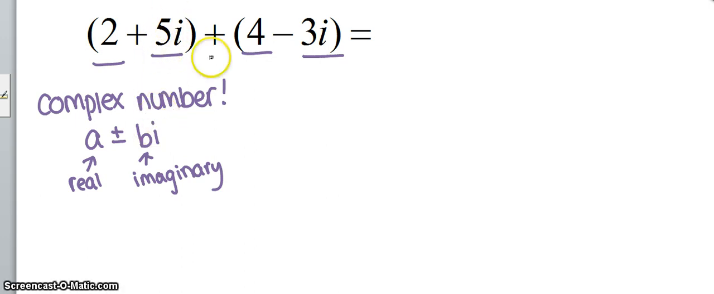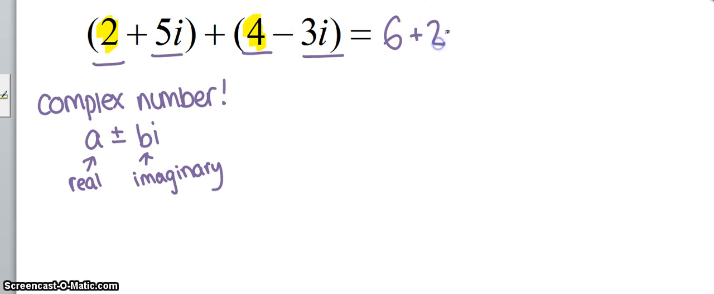So 5 tells me how many i's I have. The good news is when you're adding complex numbers, it's very similar to just adding numbers in general. So you're going to combine your like terms. How many real parts do I have? How many imaginary parts do I have? I have 2 real numbers here, and I add 4 more. That gives me 6 real numbers. I have 5 imaginary numbers, and I take away 3 imaginary numbers.